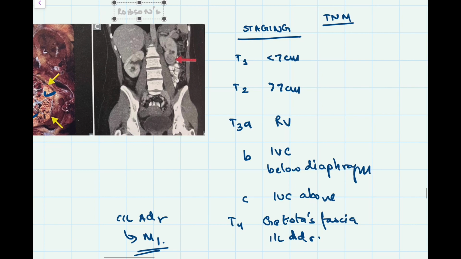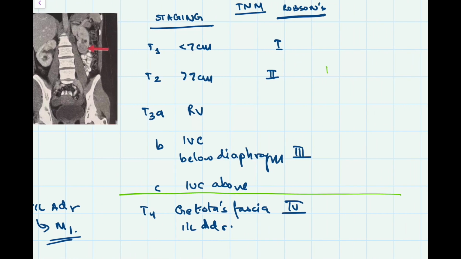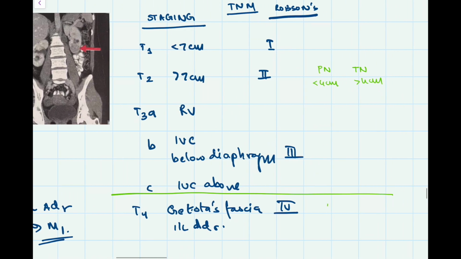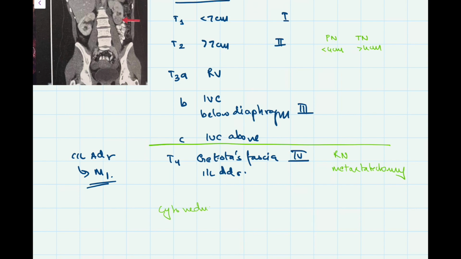Right, if you talk about Robson stage, so this is Robson 1, 2, 3 and Robson 4. Up till stage 1, 2 and 3, we can either perform partial nephrectomy or total nephrectomy based upon the size, right? If it is less than 4 centimeter, then partial nephrectomy, while for tumors more than 4 centimeter, total nephrectomy needs to be done. While if the stage is 4, then the treatment of choice is radical nephrectomy along with metastatectomy. In case of multiple mets, cytoreductive nephrectomy needs to be done. Right, but for unresponsive cases, biopsy needs to be done again.